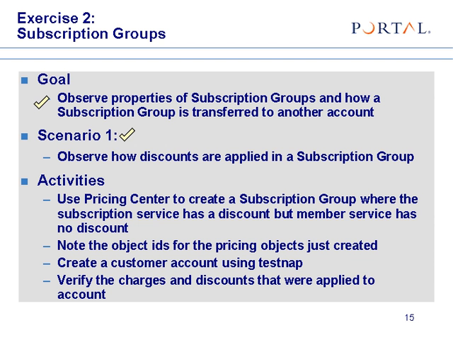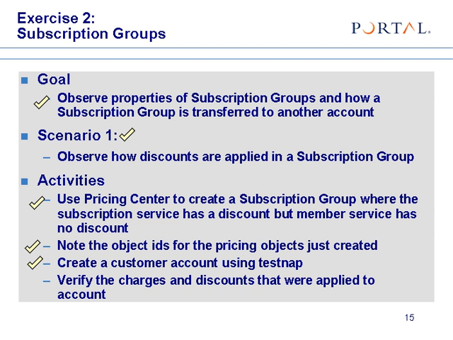So what we're going to do is use Pricing Center to create a subscription group where the subscription service has a discount, but the member service has no discount. We're going to note the object IDs for all the pricing objects that we've just created. And then we're going to create a customer account using TestNav.